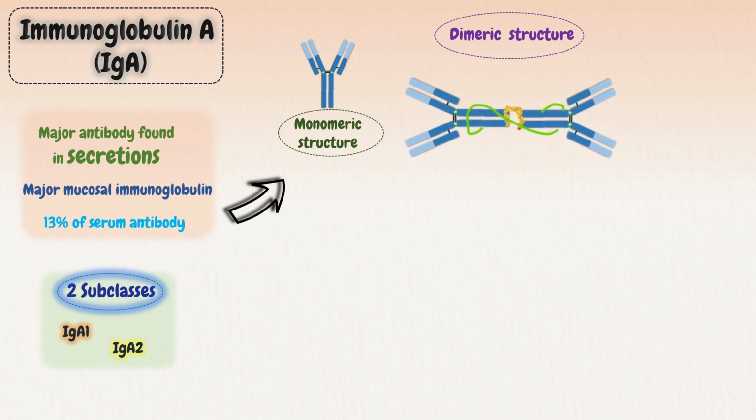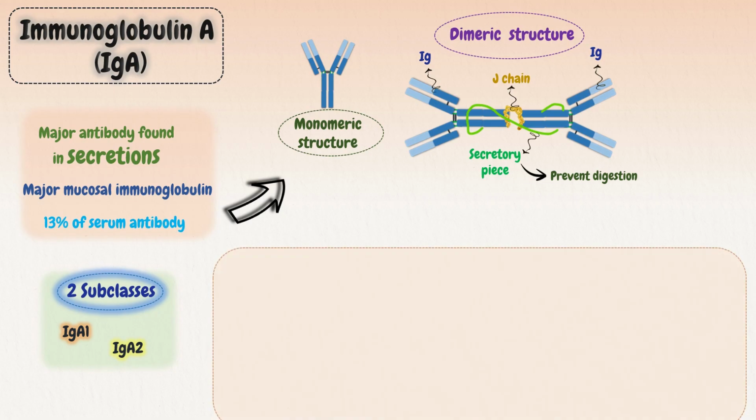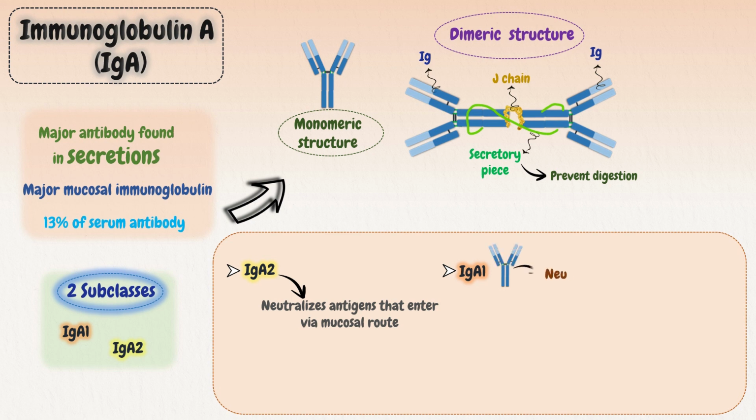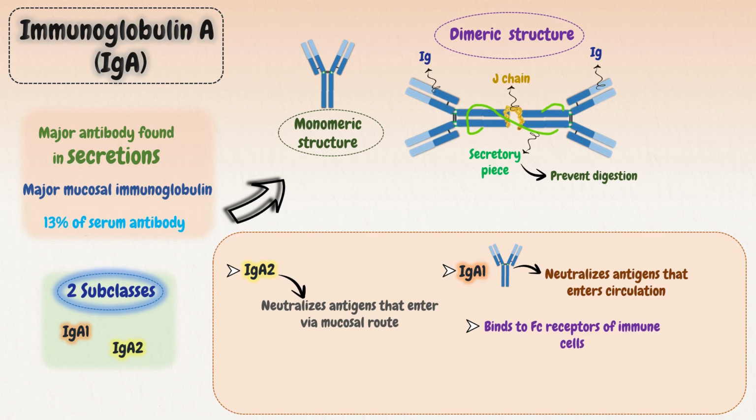In dimeric form, it is composed of 2 IgA molecules, 1 joining chain attached with heavy chains of 2 immunoglobulin molecules, and a secretory piece. Attachment of the secretory piece prevents digestion of this immunoglobulin in the intestinal and bronchial secretions. IgA2 is the predominant subclass in secretions and neutralizes antigens that enter via these mucosal routes. IgA1, the monomeric IgA in serum, is capable of neutralizing antigens that enter the circulation, but IgA1 is sensitive to bacterial proteases and therefore less useful for host defense at mucosal surfaces.